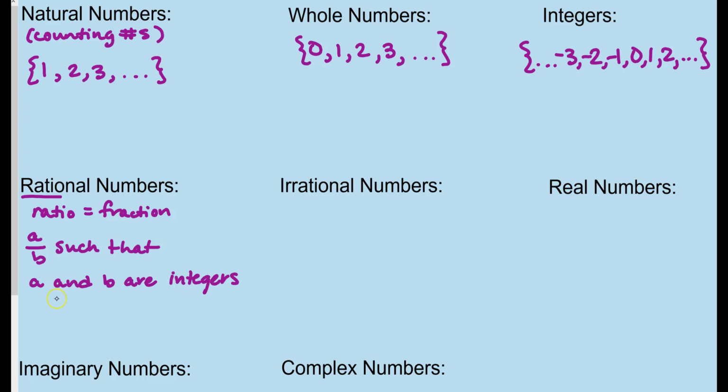And we know we can't divide by 0, so we say B is not equal to 0. So, for example, if you had 7/3, you have an integer over an integer. That is a rational number. If you have 7, you can write it as 7 over 1, 70 over 10, 14 over 2. There's infinitely many ways you can write it as an integer over an integer. So 7 is also rational.